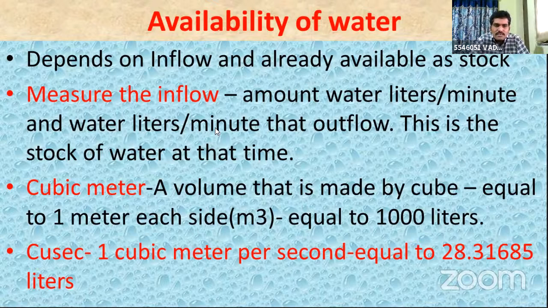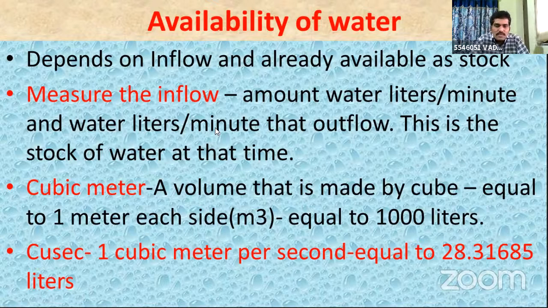Before that, a cubic meter is a volume made by a cube equal to 1 meter on each side. So 1 cubic meter of water is equal to 1000 liters. So 1000 liters is called a cubic meter. Now, what is a cusec? A cusec is a measurement used for the flow of water, the flowing water. So a cusec means a cubic foot per second.